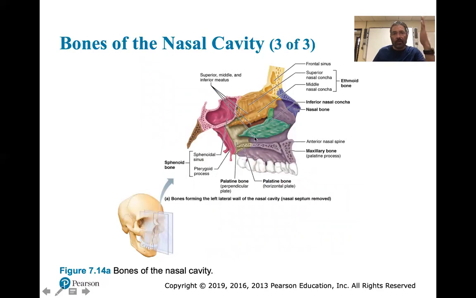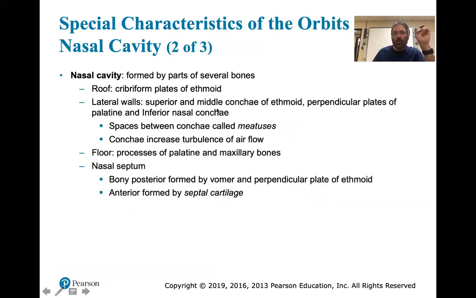So there's a lateral view of what's going on here. The lateral walls are the superior and middle concha of the ethmoid, and the perpendicular plates. The spaces between the concha are called meatuses. A meatus is always a space, like a fissure or foramen, and they're not there for no reason. The conchae increase the turbulence of the airflow.